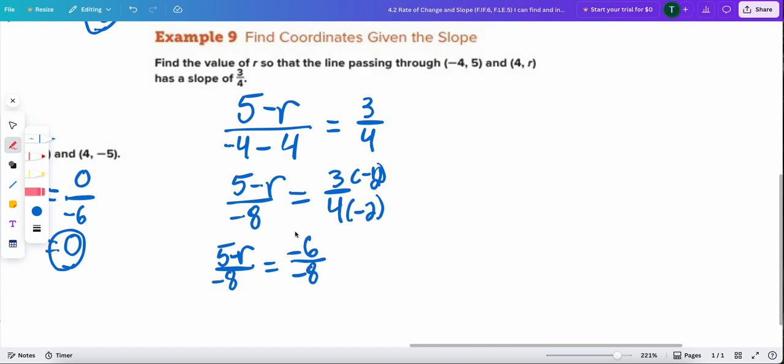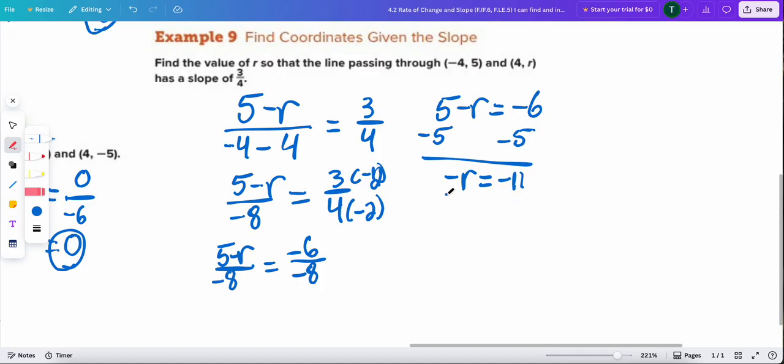So now we just have to solve this numerator. 5 minus r has to in some way be negative 6. So I would subtract 5 from both sides. That leaves me with negative r. Negative 6 minus 5 is negative 11. So I have to divide both sides by negative 1, leaving me with r is 11. So that would be r.